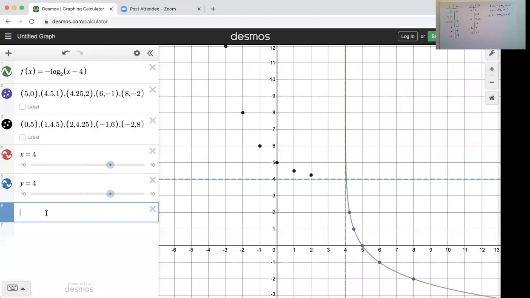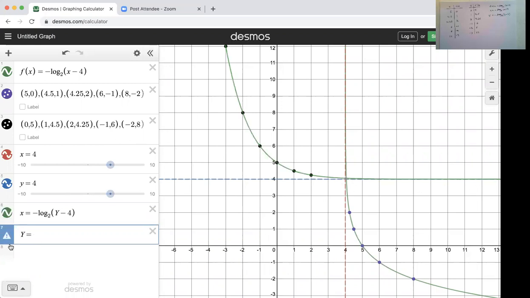So let's see if that's the case. X equals negative log base 2, so shift underline, of y minus 4. And sure enough, it does. So those two green functions are both correct. F here, F inverse here. Notice they are symmetric with respect to the line y equals x, mirror images of each other.